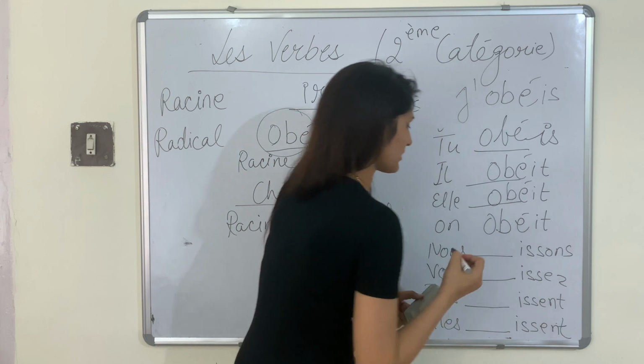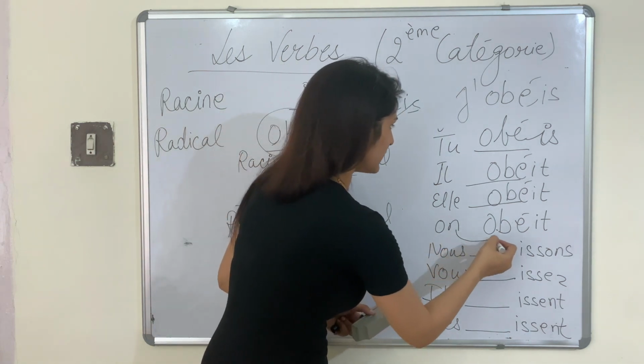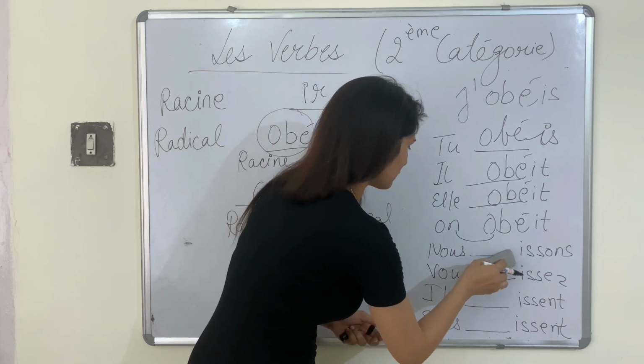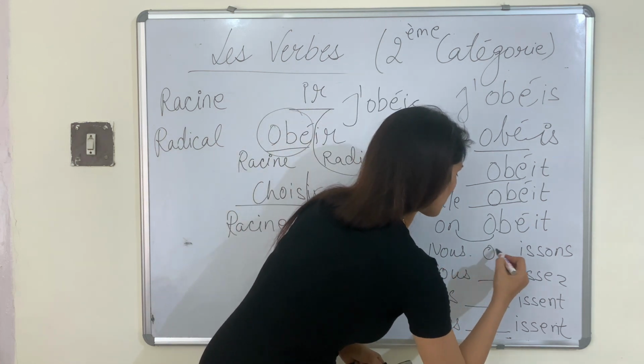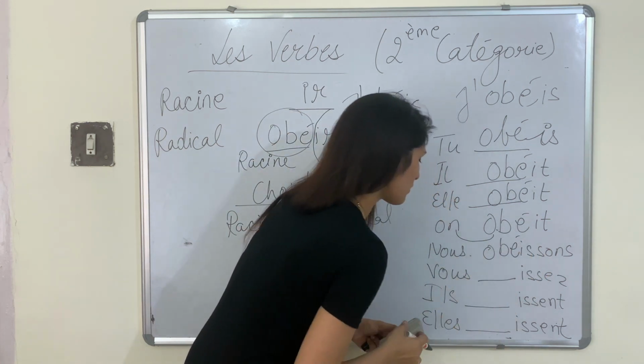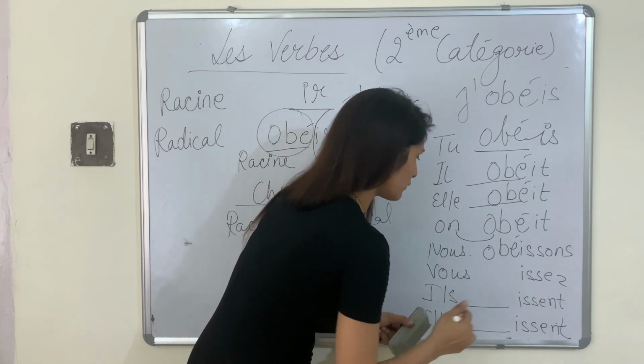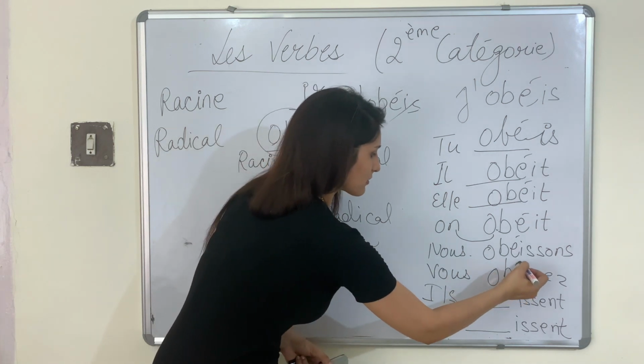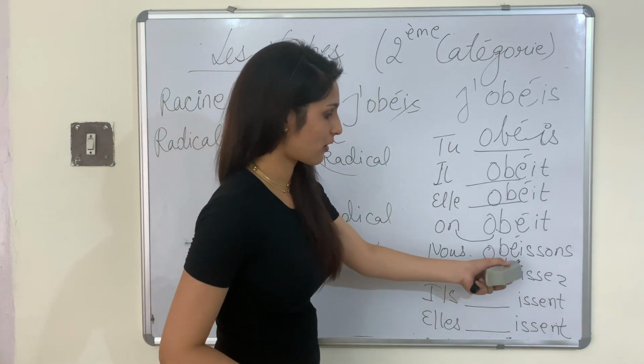I don't have to change the style of my B. Okay, on obéit, tu obéis, j'obéis. Okay, let's move to the next words. Nous obéissons, vous obéissez. Do not harm your accent.